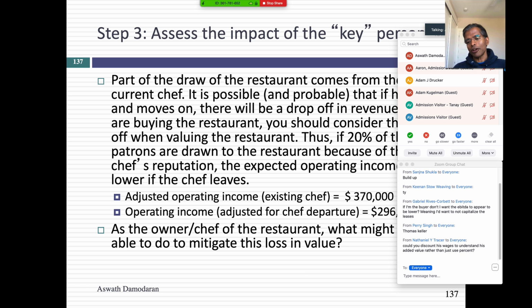So the non-compete clause is an obvious one. You definitely should get a non-compete clause, because the last thing you want to do is buy this restaurant and have the chef open the restaurant next door. The second, though, is there might be some degree of overlap you want to build in, so you don't reduce your value too much. It's in the interest of both the buyer and the seller. Nathaniel asked, could you discount the wages? You could. I mean, you could ask, how much would you need to pay for a chef of equivalent name? That might work in a restaurant. But I think it's easier sometimes to just make that judgment call on the operating income. Any questions on the key person discount?